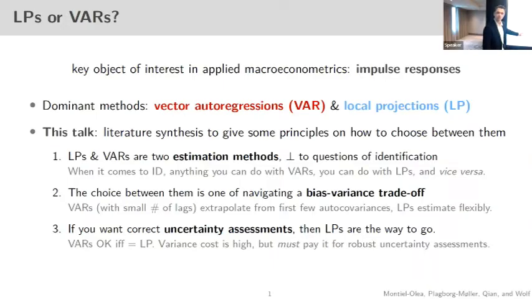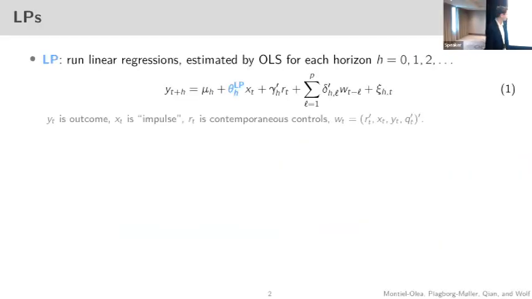So for the rest of the talk, I'll substantiate these three core ideas. Let me begin with the identification point. For that, I want to very quickly recap what LPs and VARs are actually estimating. Let me begin with the simplest canonical version of a local projection.